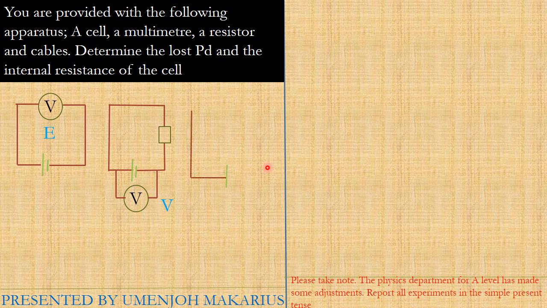So we are going to have our connecting wires like this. Then we have the cell. Great. We have a cell of that form. Then guys, as I told you, we need the resistor. Then we also need an ammeter.